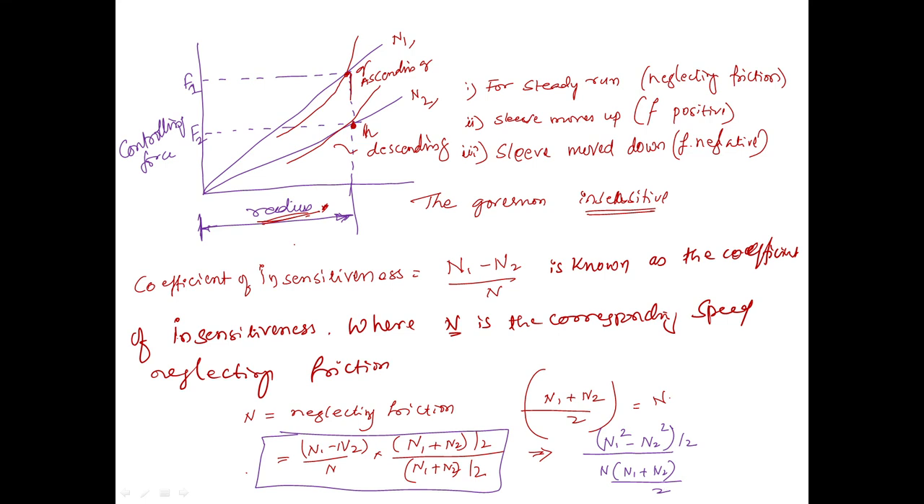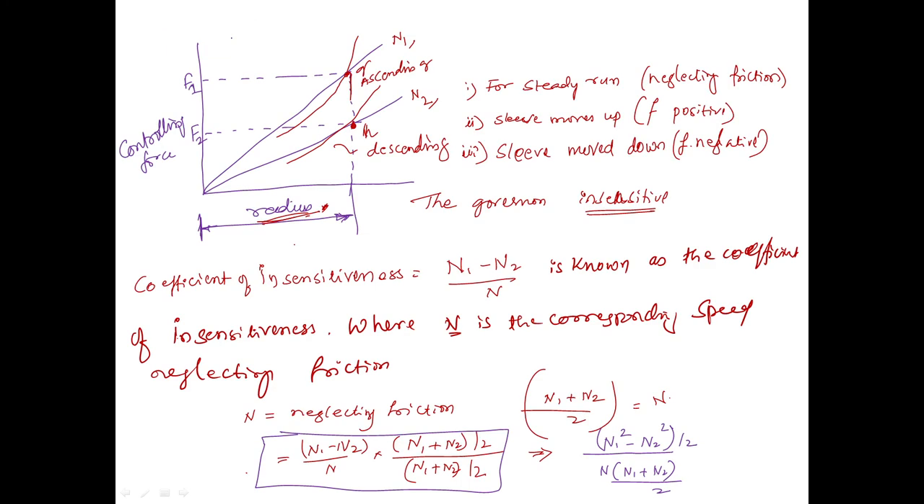Fair enough. Now if you further simplify this, if you consider n equal to n1 plus n2, then the coefficient of insensitiveness is n1 square minus n2 square divided by 2n. By this equation you can calculate the coefficient of insensitiveness. Now just note down, we'll go for two more problems here.